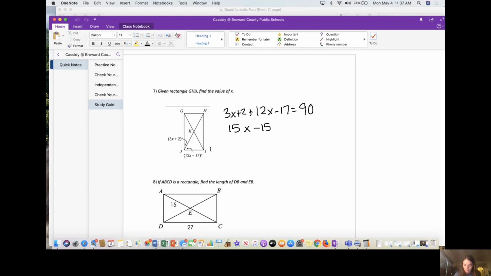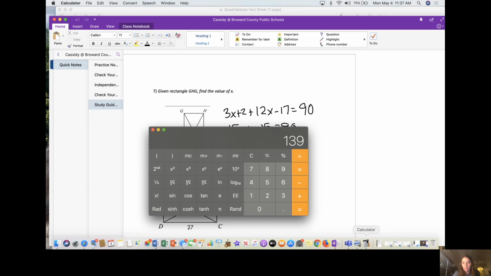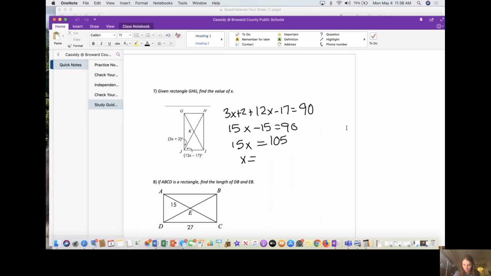We're going to add 15 on both sides, which is going to give me 105. And then we're going to divide by 15 on both sides. 105 divided by 15 is, I think it's 7. Yes, 7. So our answer for x is 7. That was one of the questions. And actually, that was the only question. So we got our answer.